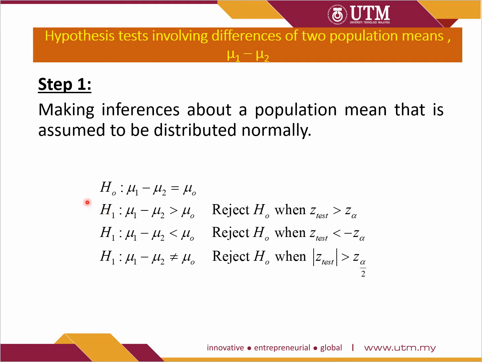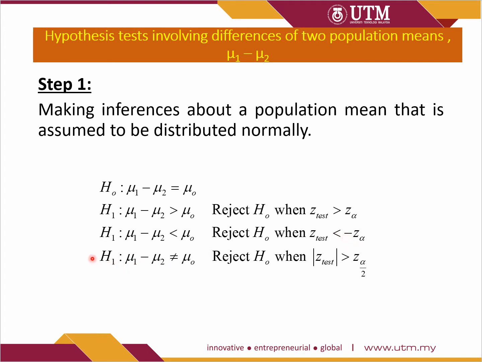And next, the alternative hypothesis, where this is our claim. The first case for the alternative hypothesis is the difference of two population means greater than mu naught. So we will reject H naught when the Z test is greater than the critical value. And for the case of the difference of two population means less than mu naught, we will reject H naught when the Z test is less than the negative critical value.